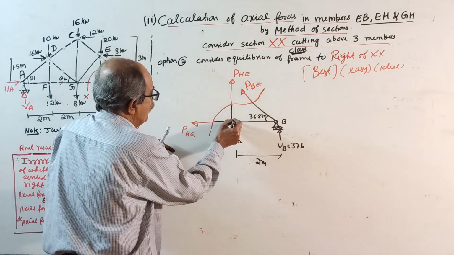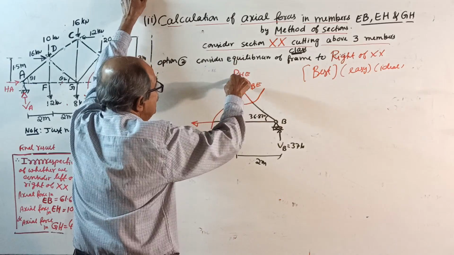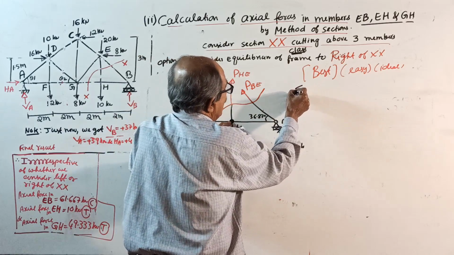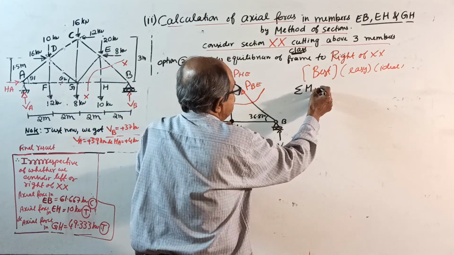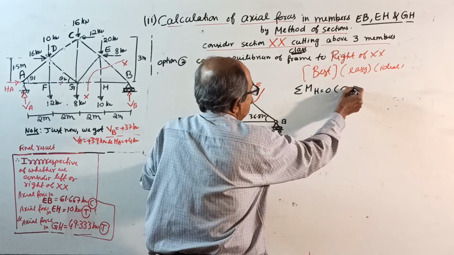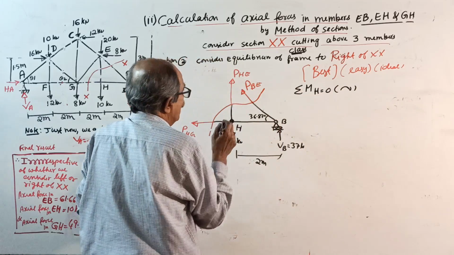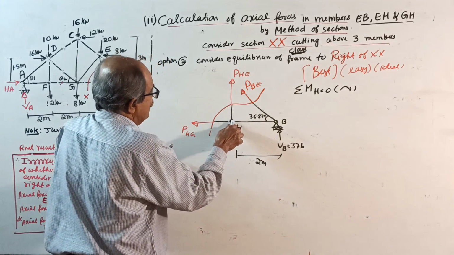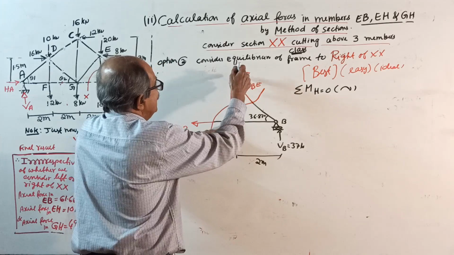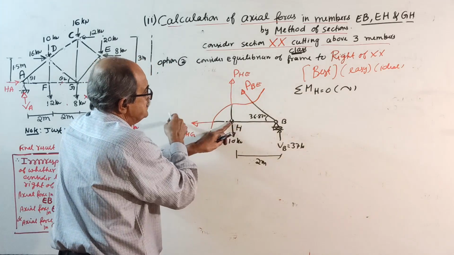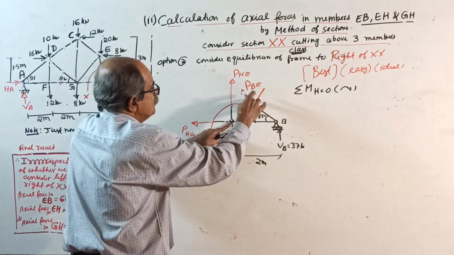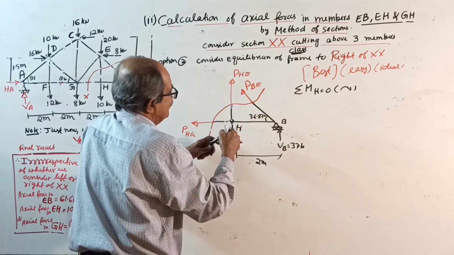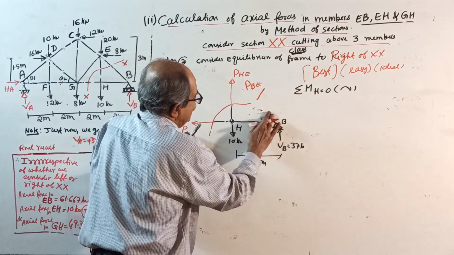This is the point where PHE and PGH are meeting. So sigma M about H equal to 0, take clockwise positive. But one small problem is there, not a big issue. When you take moment about here, the moment of HE is 0, the moment of GH is 0. The moment of this force will come. It does not look like a straight line.